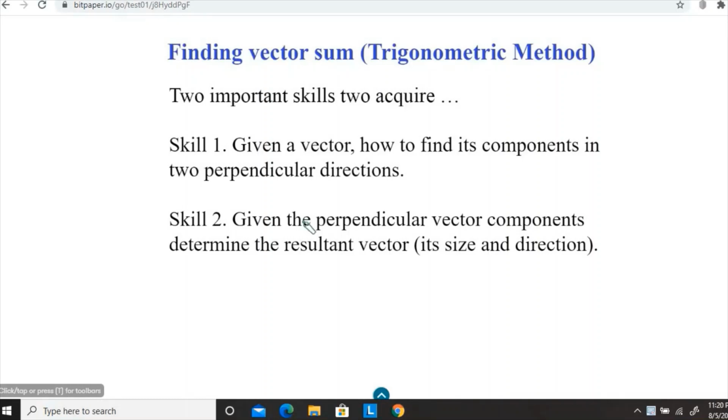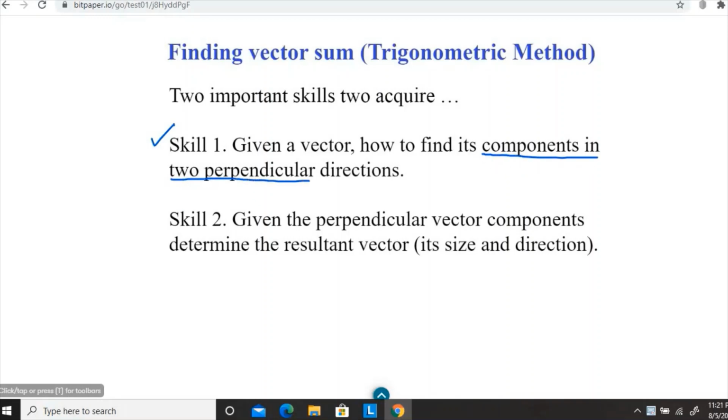Now let's look at the trigonometric method of finding the vector sum or the resultant vector. There are two important skills that you need to perfect when using the trigonometric method. The first skill is, given a vector, how do you find its perpendicular components?